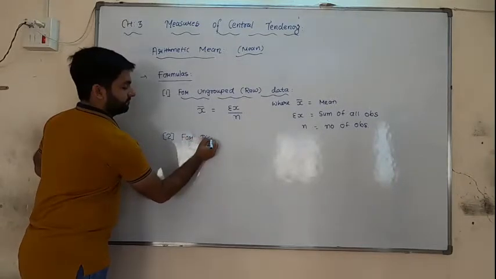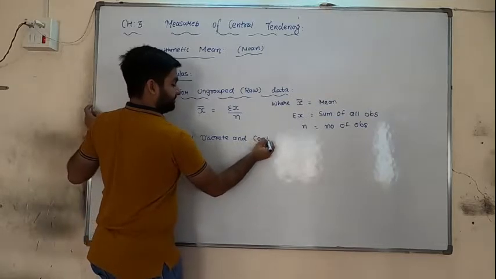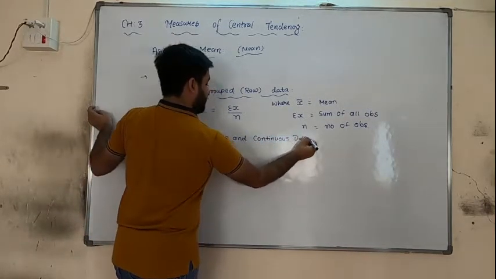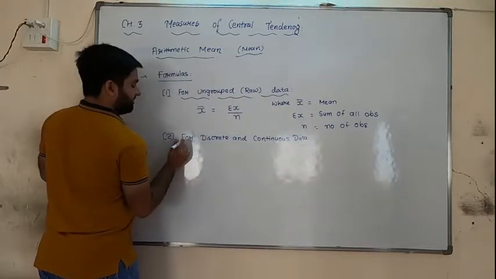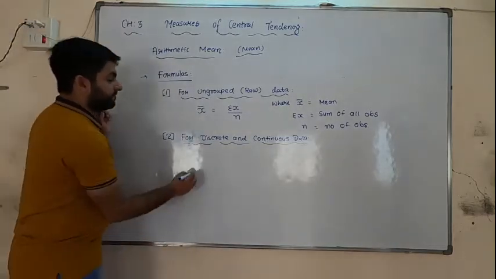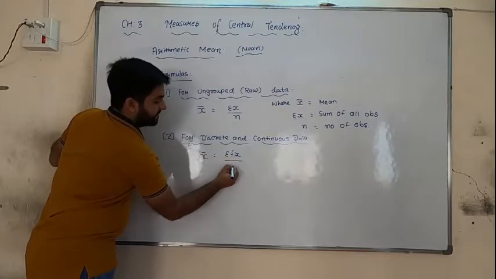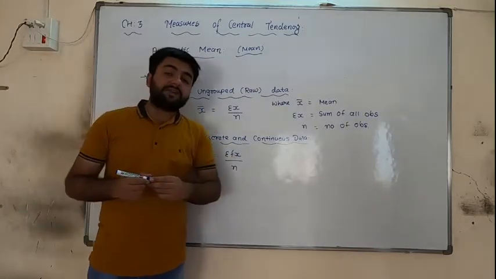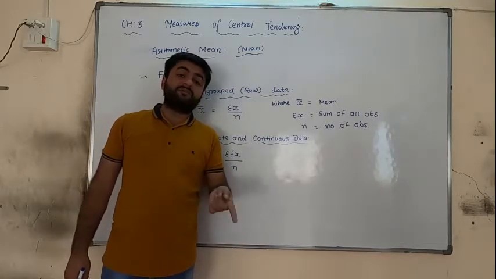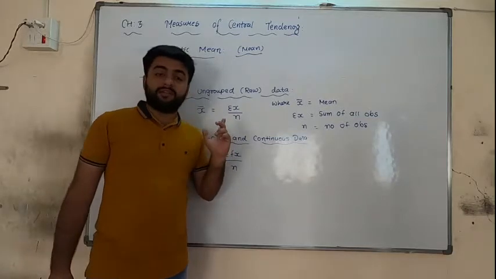For discrete and continuous data, the formula is the same for discrete or continuous data. X bar is equal to sigma fx upon n. See, I will not use the method of a plus sigma ft upon n. I will not use that, it is a shortcut, but actually it is longer, and no one should use that. That I am telling, okay?